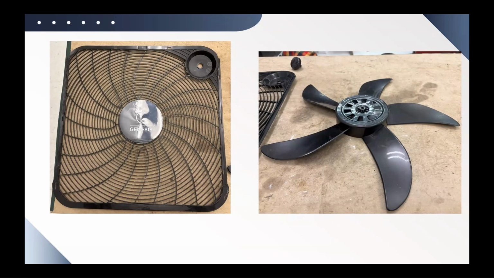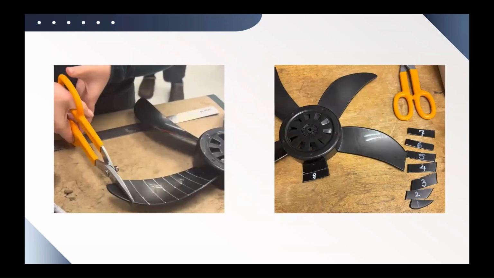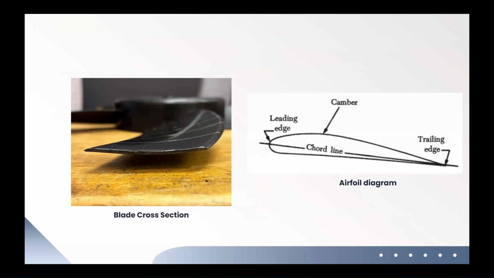We started off our dissection by detaching the front and back grates to remove the fan blades. We then cut one of the blades into 8 sections to measure its cross-section as it got closer to the center. Cutting these revealed that the blades are technically not airfoils, since the cross-sections do not have a trailing or leading edge, but instead had a constant width throughout.